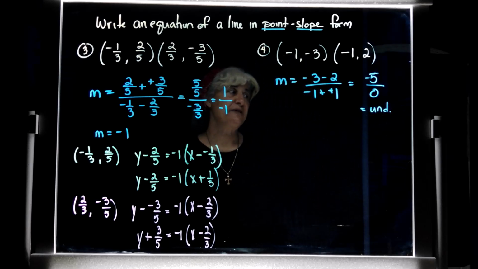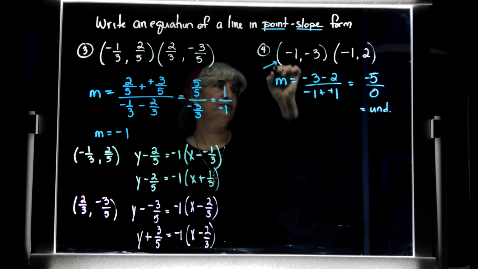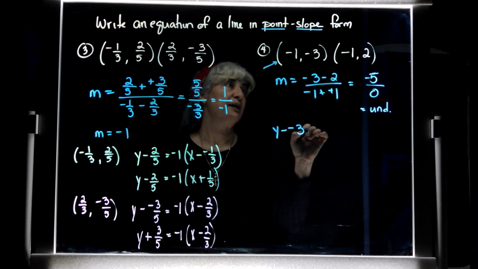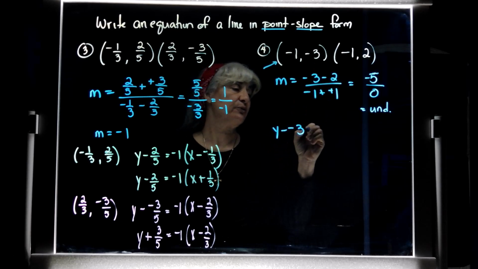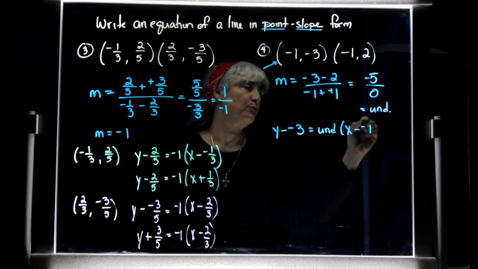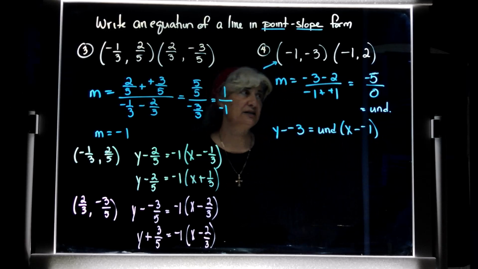And based on work we've done before, it doesn't matter which point I choose. Let me just use the first point. If I write y minus the -3, and then I write the slope, and then x minus -1, I can't multiply by the word undefined.